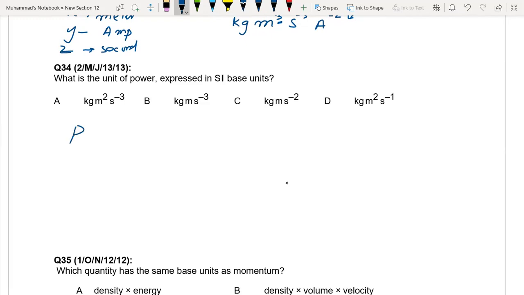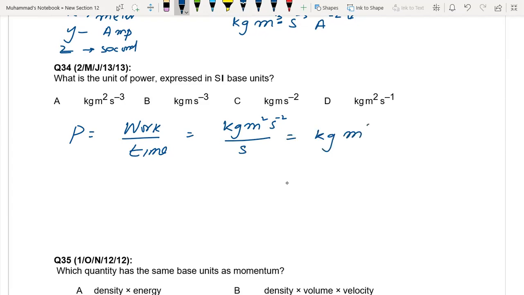Power is defined as work over time. Rate of work doing, the rate of energy transfer is known as power, and power is work done, which is kg m square s minus 2, over time. We are doing it many times, so this time is second. So if you simplify this, kg m square s minus 3, so 34, a is correct option.